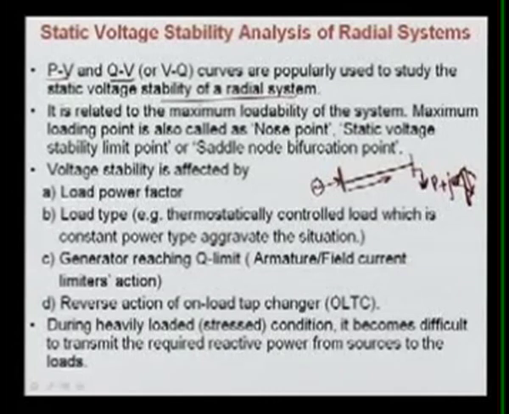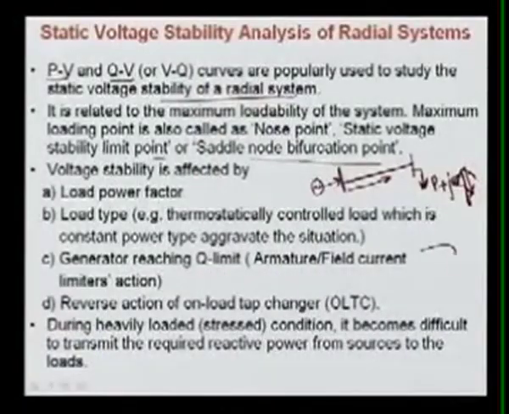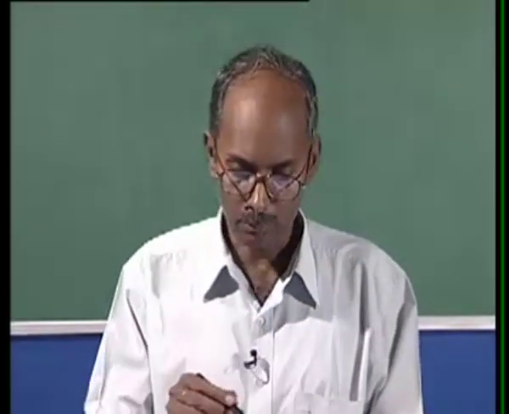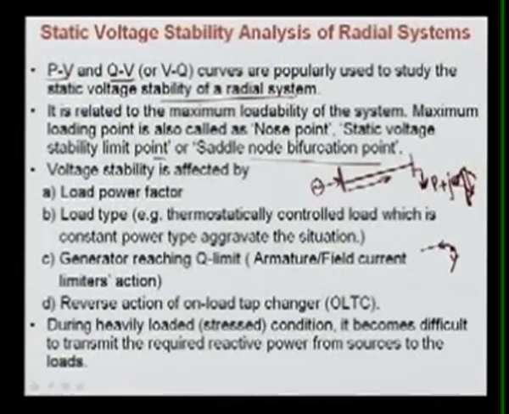That's why the PV curve and QV curve are used for analyzing the system for static voltage stability analysis, and the nose point is known as the voltage stability limit point or saddle node bifurcation point. Bifurcation is the point where one part of the system curve, like here, is stable and the other is unstable. So this point is called the bifurcation point, meaning the two curves, one stable and one unstable, are coming together.